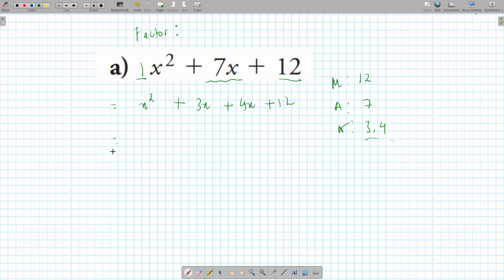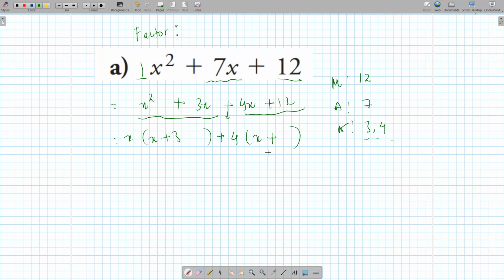Step number 2, we're going to factor this two things at a time. Between x squared and 3x, what can we pull out? An x. What are we left with in a bracket? x plus 3. From the next, again, the sign drops. If it's a plus, it's going to drop as a plus. From these two, what can we pull out? 4x and 12, a 4, not a 3. What's left in the bracket?